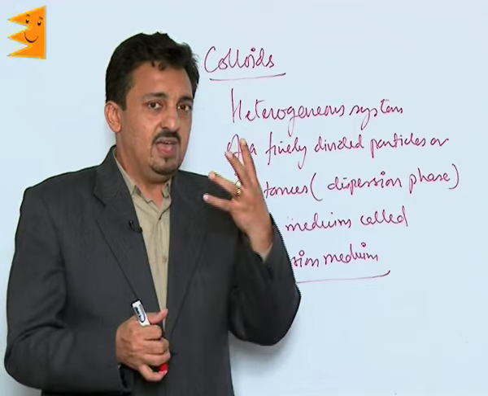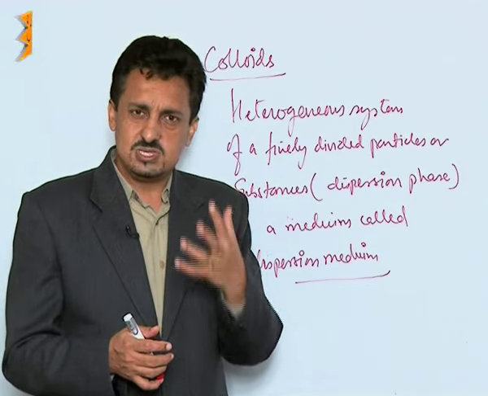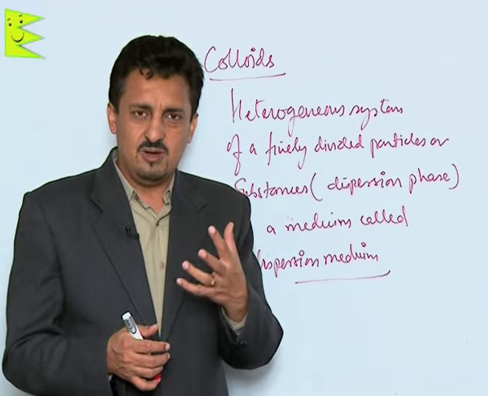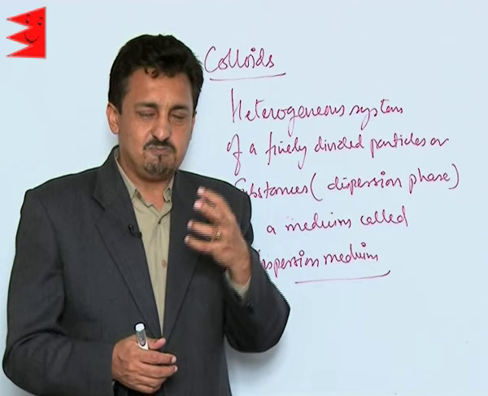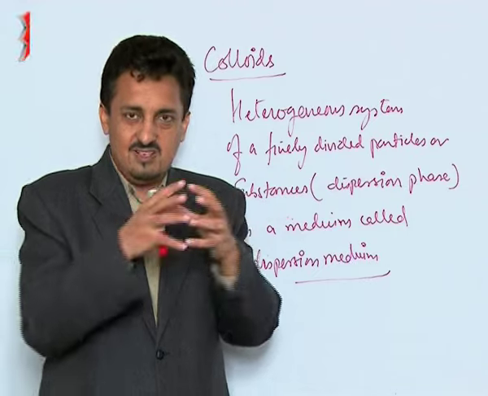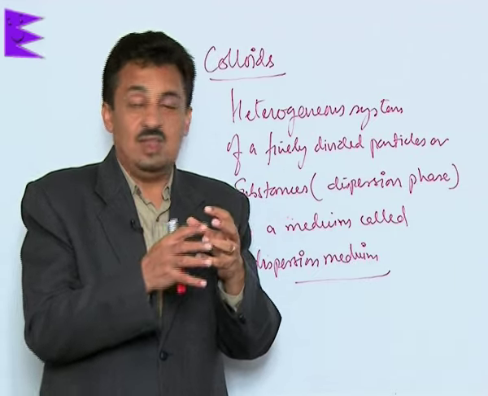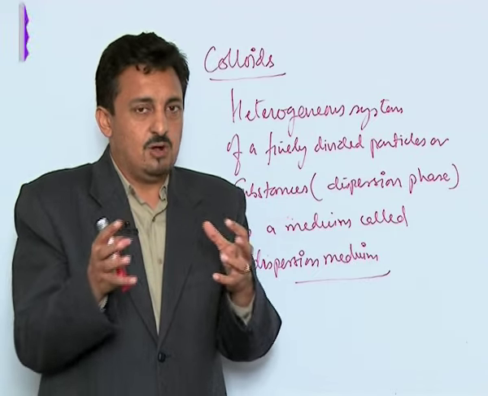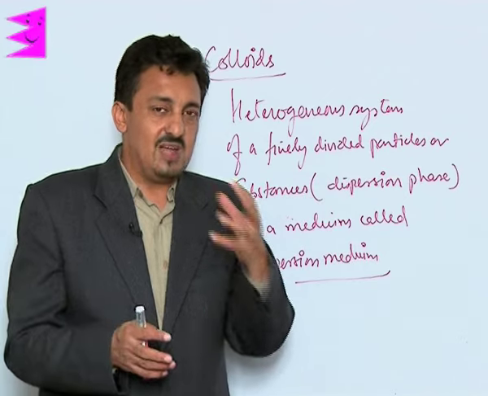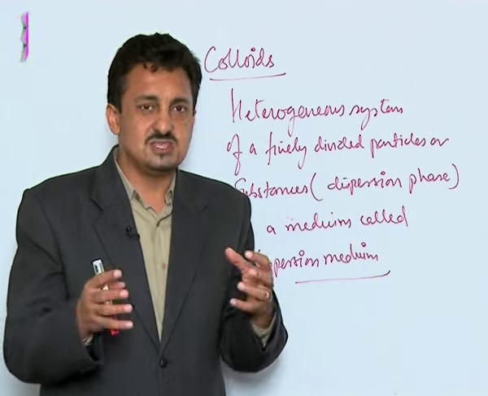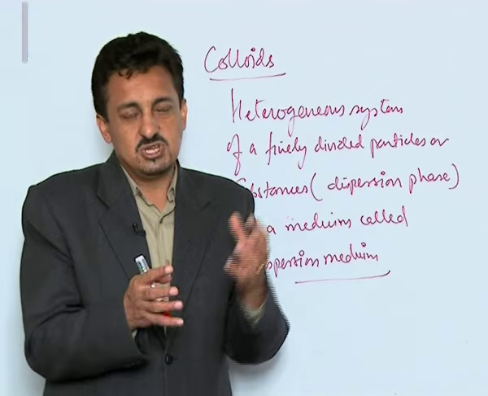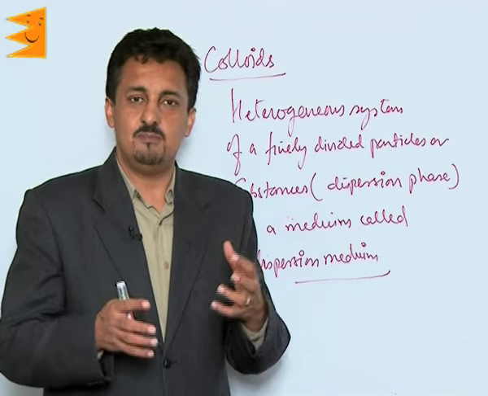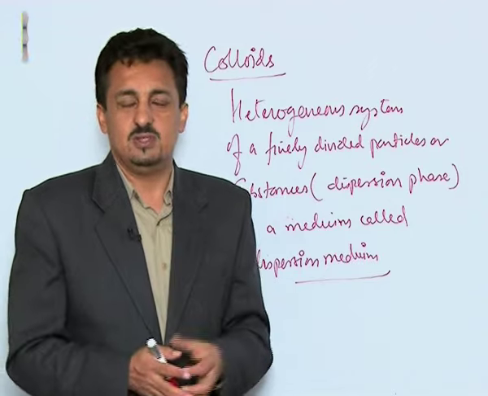So remember, a colloid is a heterogeneous system of two components in which one component remains suspended, remains dispersed in another substance, which is called the medium. The substance which remains dispersed is called the dispersion phase, and the medium in which it is present is called the dispersion medium. So that is how it has two components.